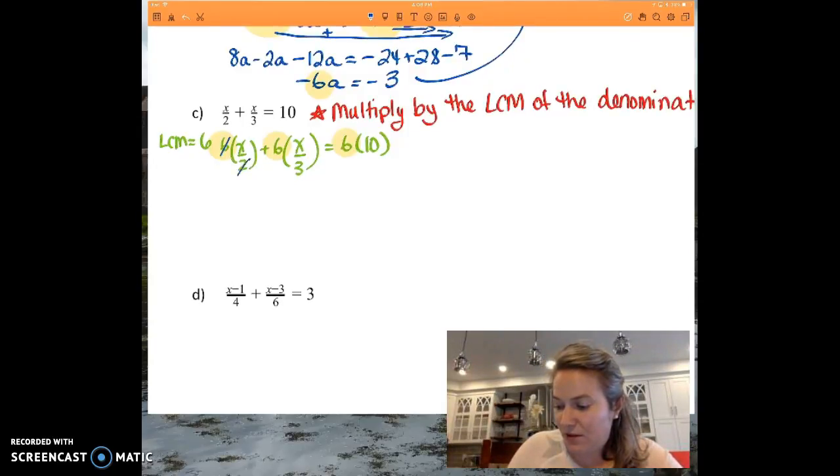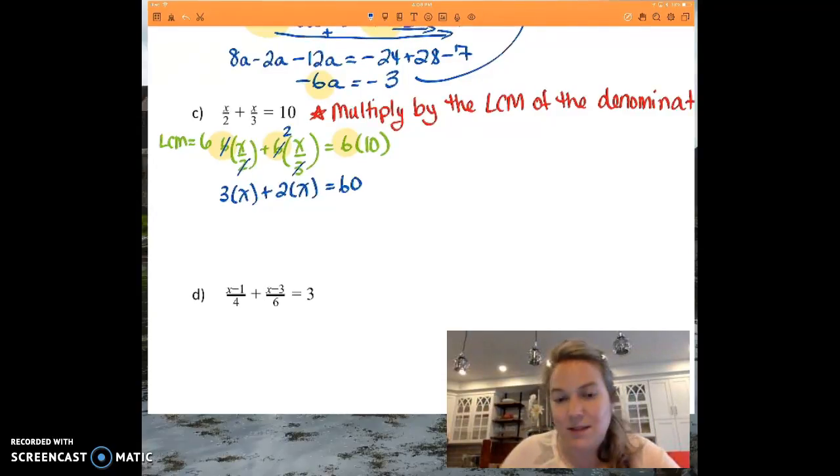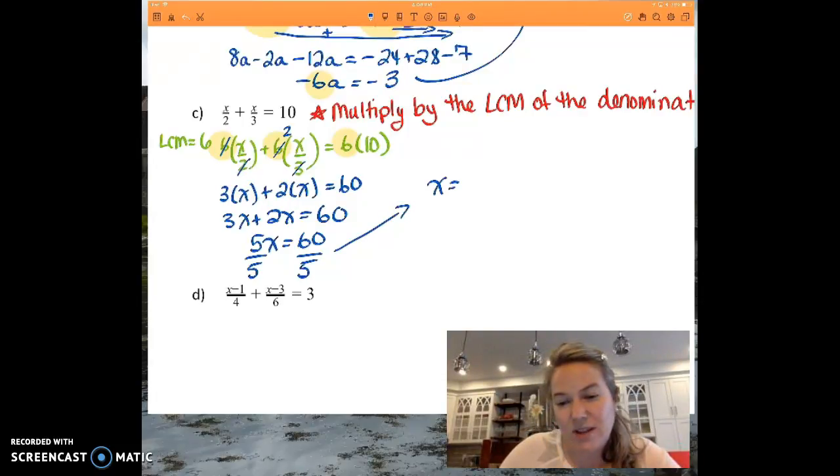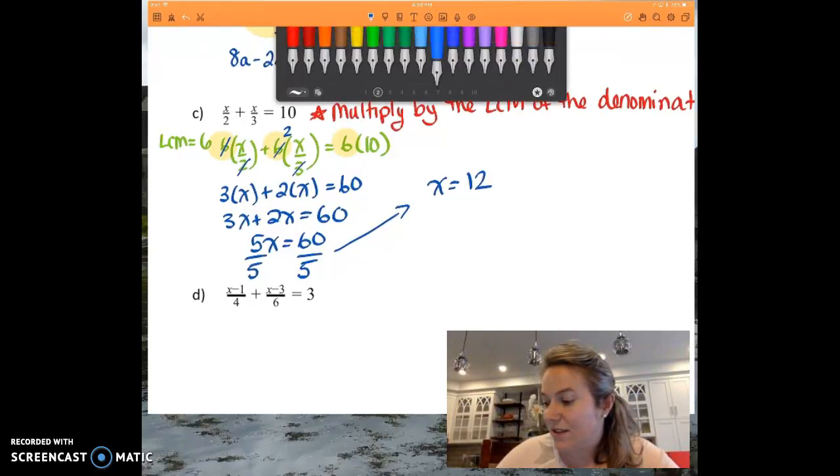6 divided by 2 gives me 3 times x, plus 6 divided by 3 gives me 2 times x, and then 6 times 10 is 60. So what I end up getting is 3x plus 2x equals 60. 3x plus 2x equals 5x equals 60. And now I'm going to divide both sides by 5 and get x equals, what is 60 divided by 5? 12. Now, if you think that seems too easy, let me demonstrate to you that this has worked.